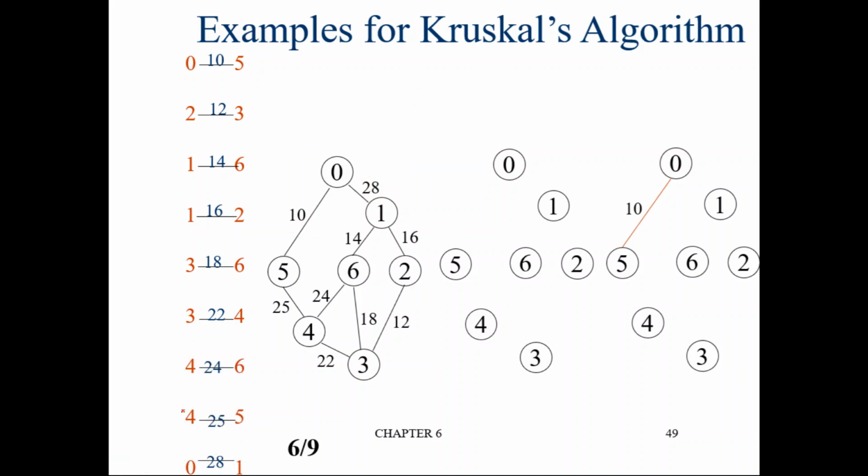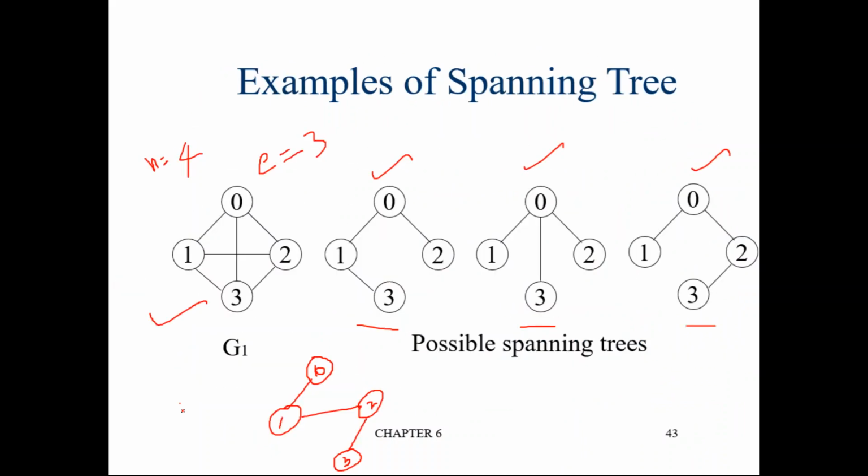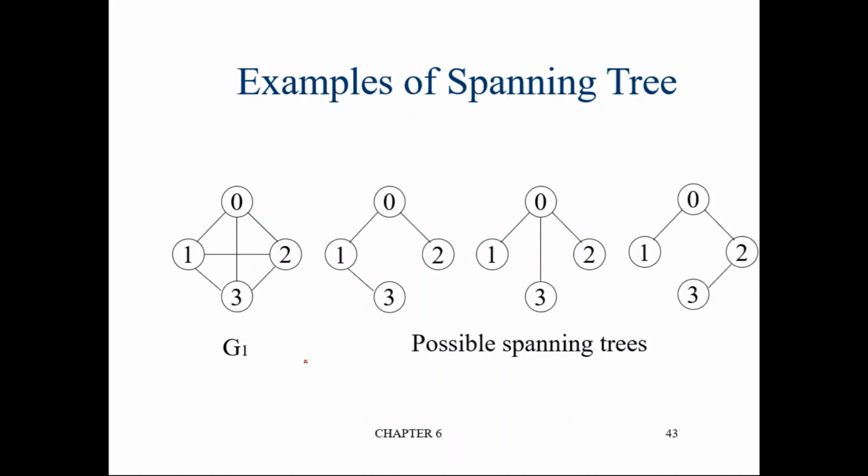Are you getting it? I will show you a better example. Let us assume this graph. Let me add some weights here. The edge 0 to 1 has weight 1. 0 to 2 is 2. 2 to 3 is 3. 3 to 1 is 1, either 3 to 1 or 1 to 3. 1 to 2 is again 2. 3 to 0 is 4.